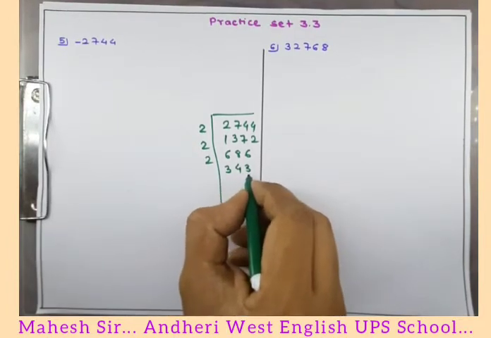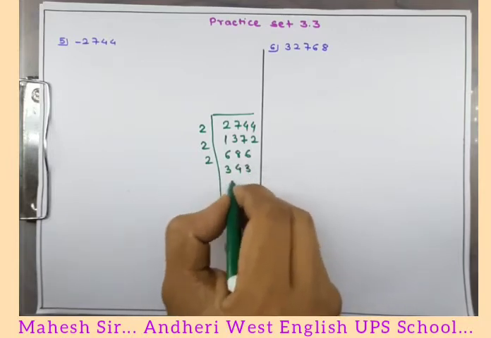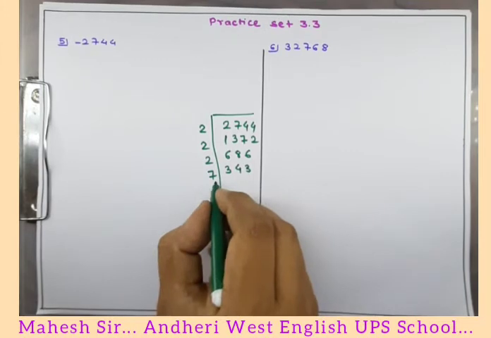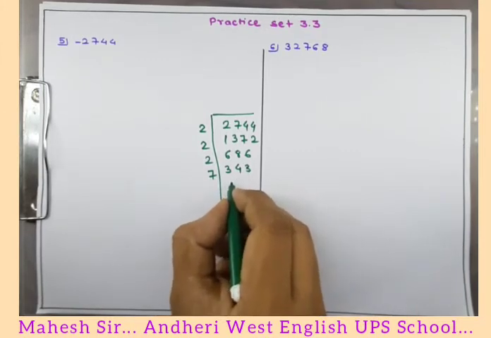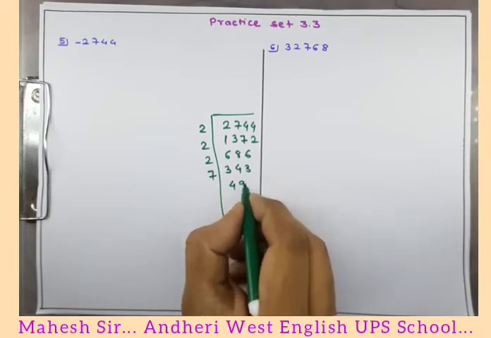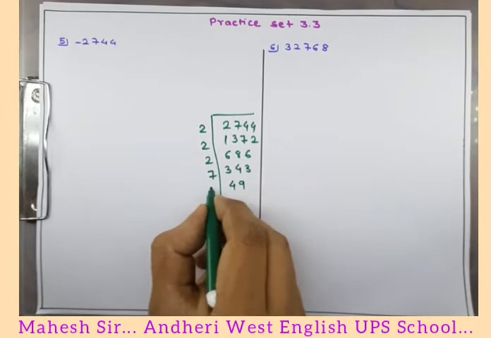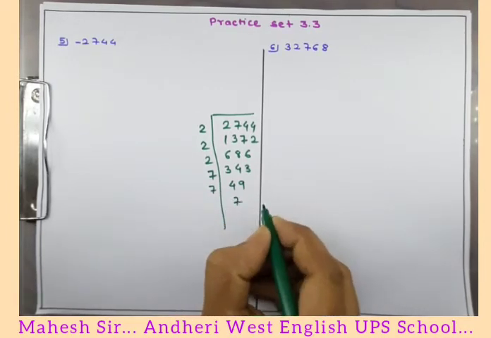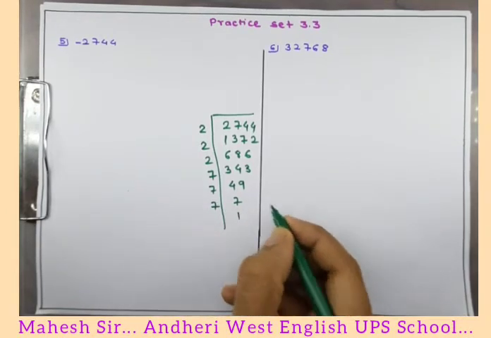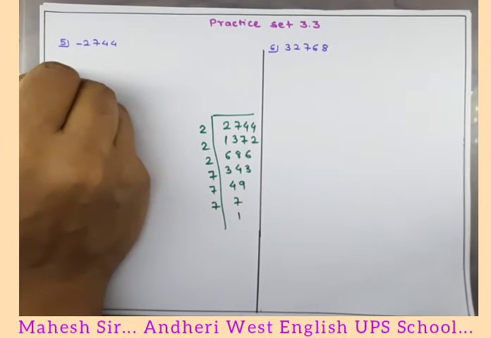Now 343, we have done this in the previous sum. It is divisible by 7, so we divide by 7. 7 4s are 28, 6 remaining, and 3, so 63. 7 9s are 63. 49 is there, so again it comes in the table of 7. 7 1s are 7, 7 7s are 49. Again 7 is there, so 7 1s are 7. So these are the factors of the number.